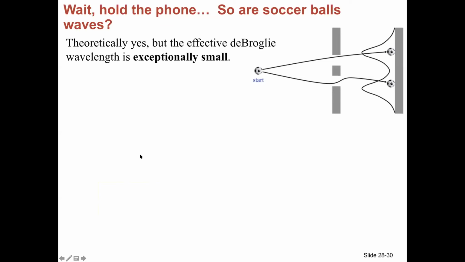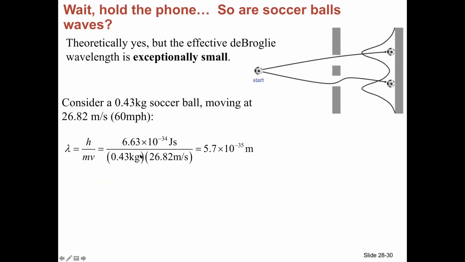So if you actually go through and calculate the effective wavelength of this soccer ball, about 1/2 of a kilogram, and you get a good kick going, say 60 miles per hour, which is probably exceptionally fast, but let's just take some numbers here. That's like 26 meters per second.